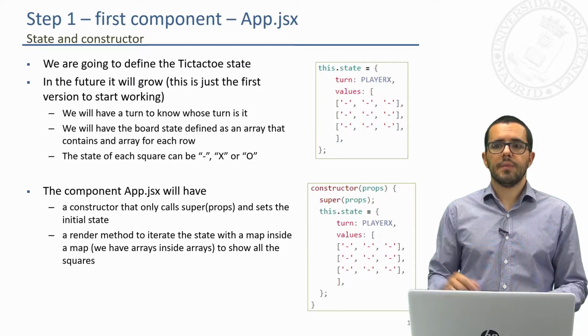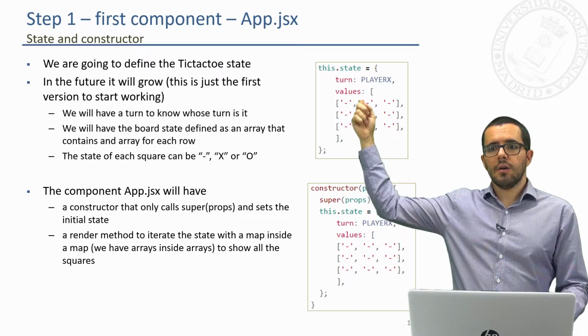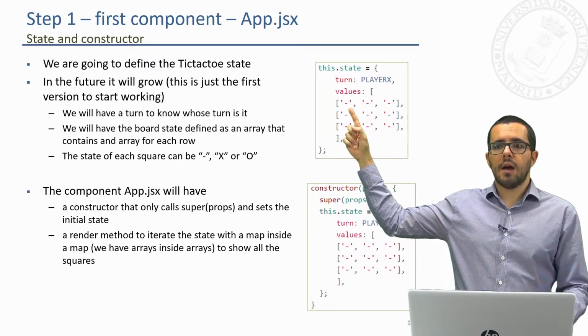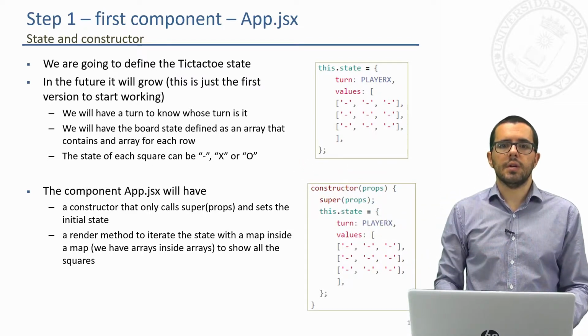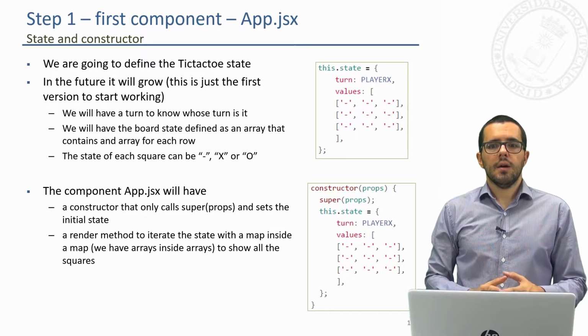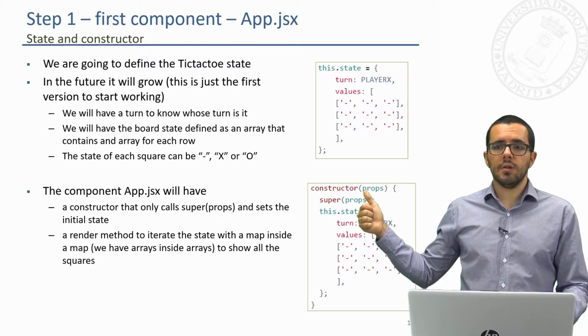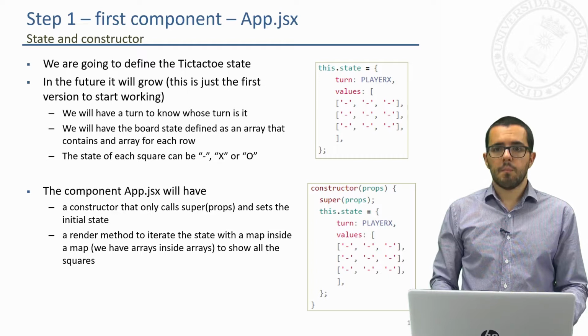We have chosen this way, the turn, and then the values. The values are just hyphen, X, or O, depending on who clicked on the square. So the App component will have a constructor that will call super, and then it will set this state. Perfect.